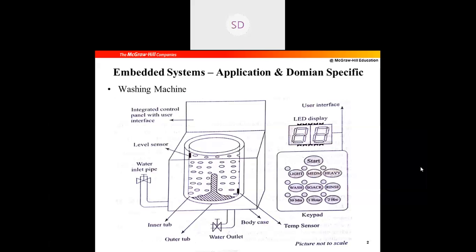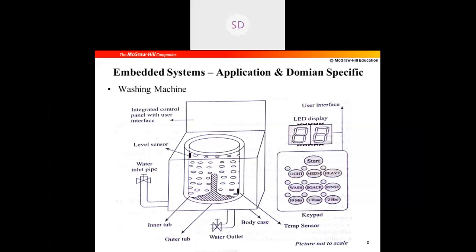Application and domain specific: in the last class, as we discussed, the embedded system has its own characteristic. It is designed for a particular application, right? And once it has been designed, once it has been fixed, it can be used only for that application. One example has been explained here, the example of a washing machine. I hope the washing machine is a simple example of an embedded system.